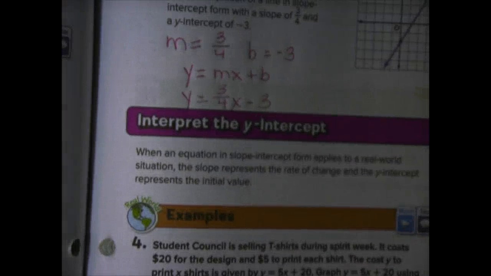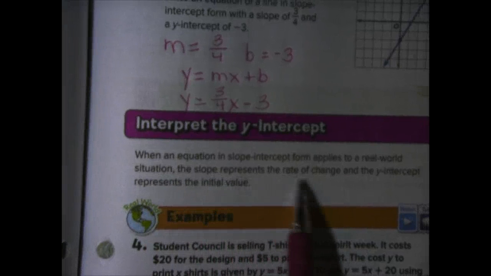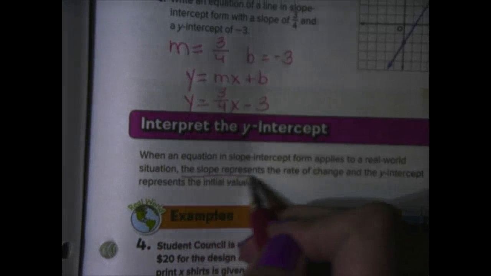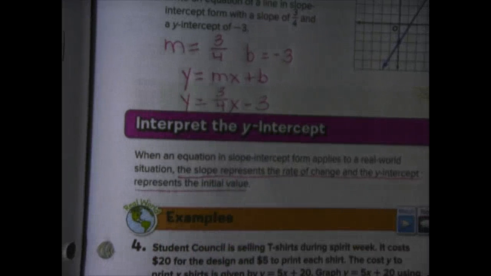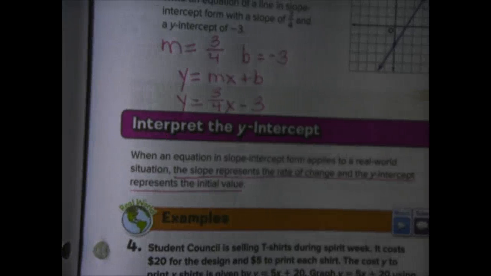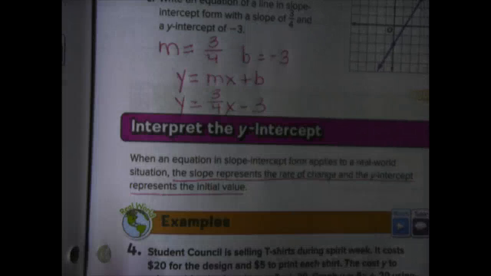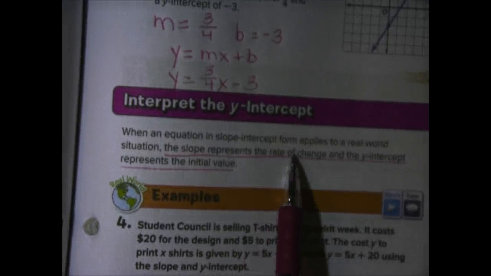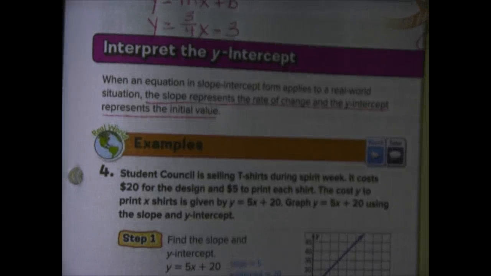It says when an equation in slope-intercept form applies to a real-world situation, the slope represents the rate of change, and the y-intercept represents the initial value. So this is going to be important because when you're actually interpreting graphs, it's important that you understand that the slope's going to be the rate of change and the y-intercept is going to be the initial value, or where you started. So let's look at number 4.